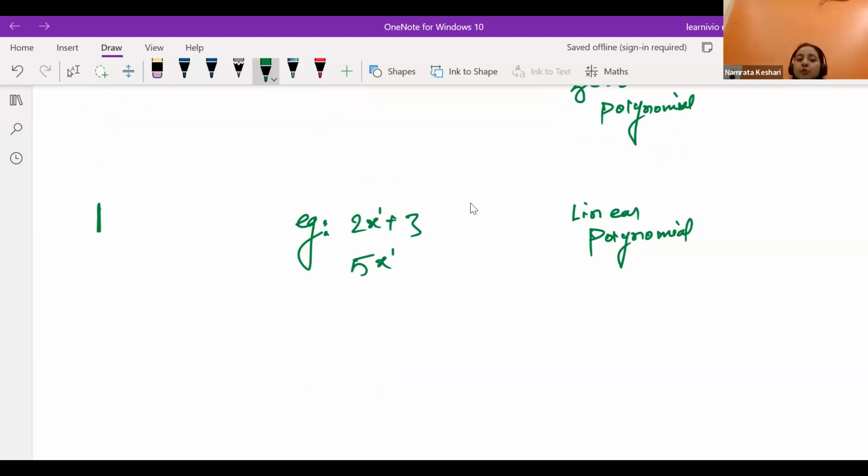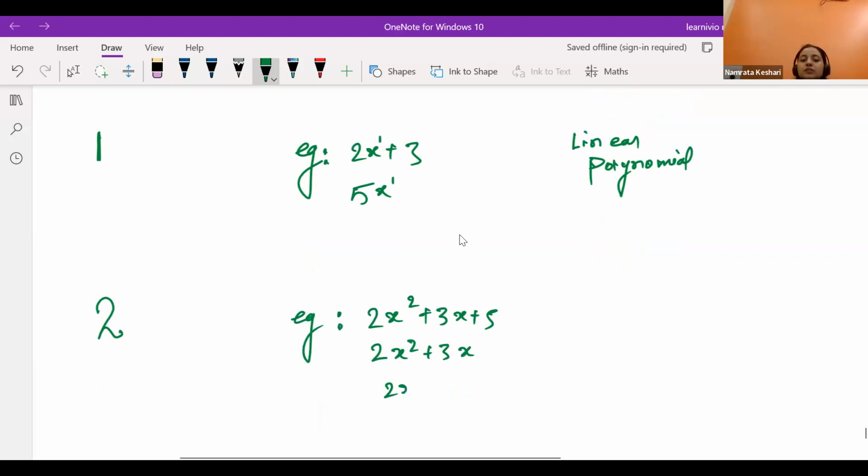When the degree of the polynomial is 2, for example, our polynomial will look like 2x square plus 3x plus 5, or maybe just 2x square plus 3x, or maybe just 2x square. These are different examples. The x square term must be there. Why? Because the degree we are calling 2, the maximum power of the variable is 2. So of course x square has to be there. That's called a degree 2 polynomial, and its specific name is quadratic polynomial.